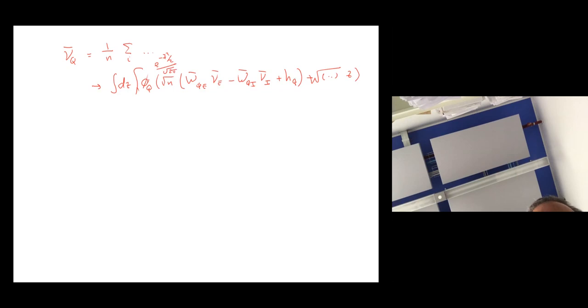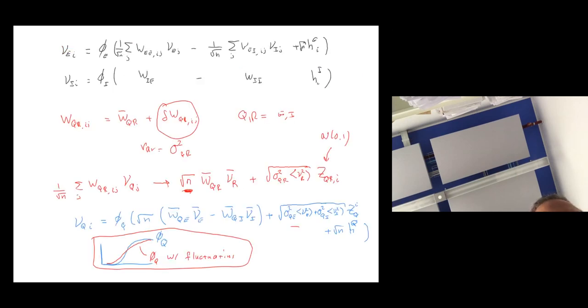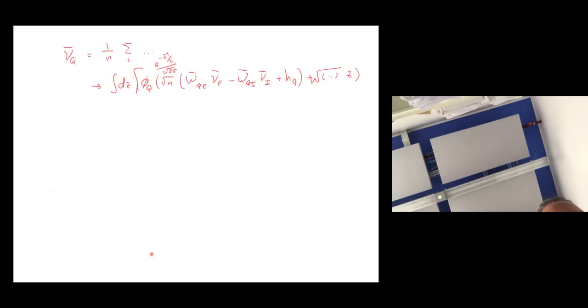Again, this is just a convolution. So basically what this convolution does is smear out our gain function. Takes us from the raw gain function. We have a raw gain function here before we start, and this convolution's integral smears it out. Okay? So we can just forget about it and write, just to get an understanding, nu q bar equals some smoothed out gain function, which I'll call phi q tilde of root n w bar qe nu e bar minus w bar. Actually, I'm going to write down both equations now.